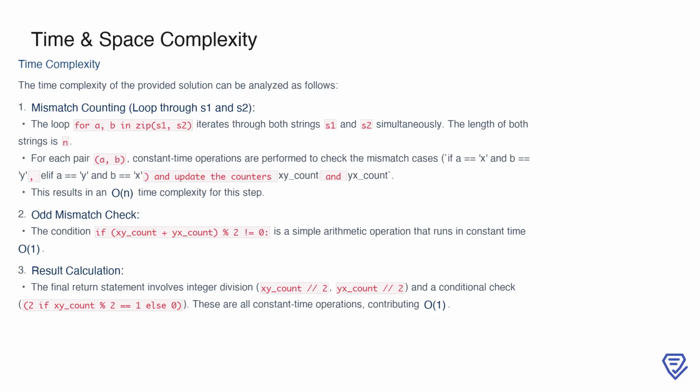Next, there's a simple arithmetic check to determine if the total number of mismatches is odd. Since this is a single arithmetic operation, it runs in constant time, or O(1). Finally, the result is calculated using integer division and a conditional check, both of which are also O(1). Combining these steps, the overall time complexity of the solution is dominated by the mismatch counting loop, making it O(n).